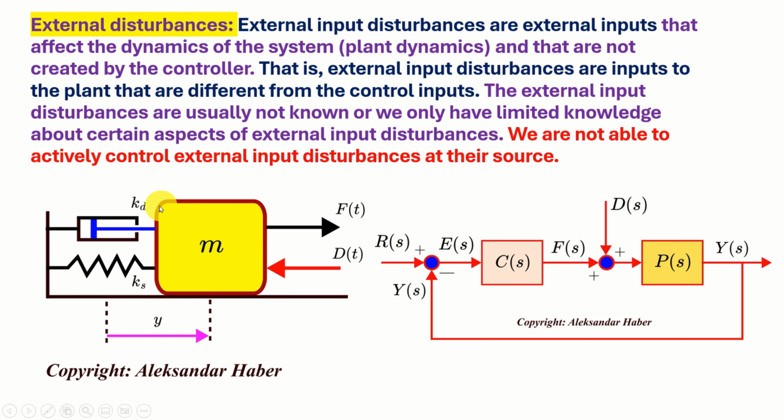We have a box with a mass of m, we have a damper with a damping constant kd, and we have a spring with a spring constant ks. Over here, this force F of t is exactly this force over here, only the force over here is in the time domain and the force over here is in the Laplace domain. That is, this is the force that's being exerted by the controller on our mass spring damper system.